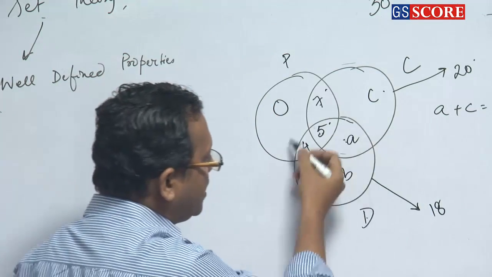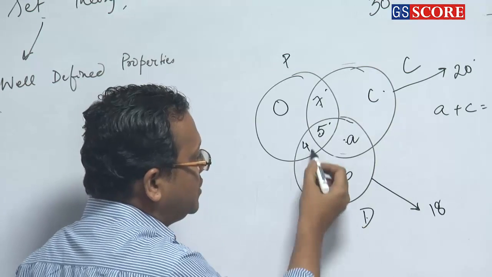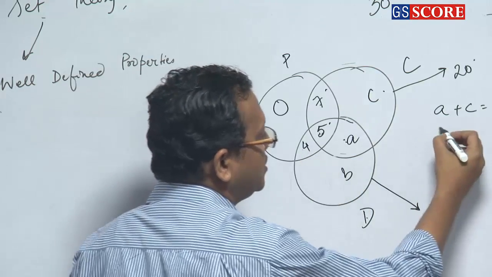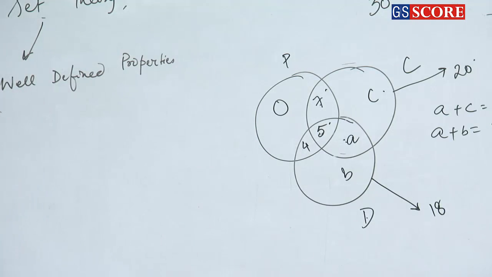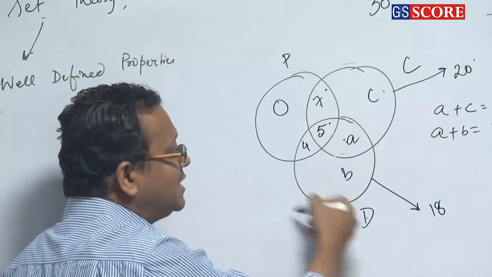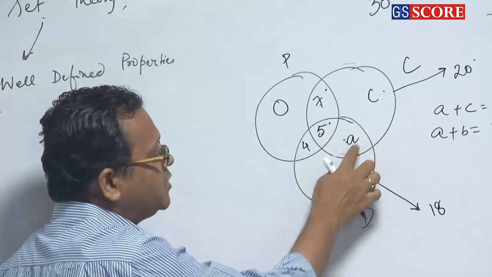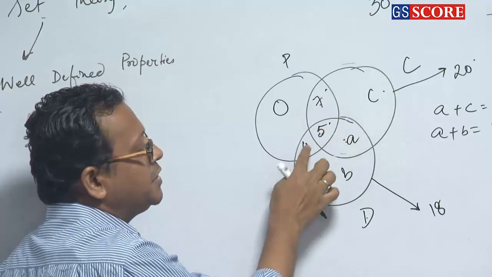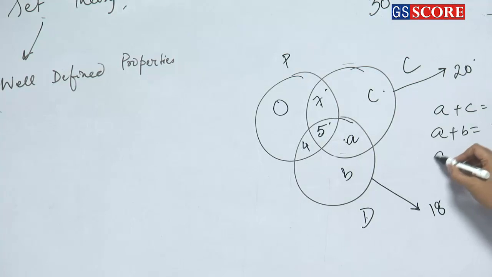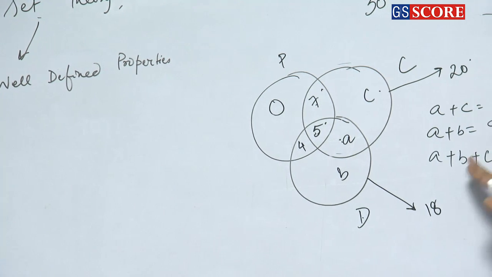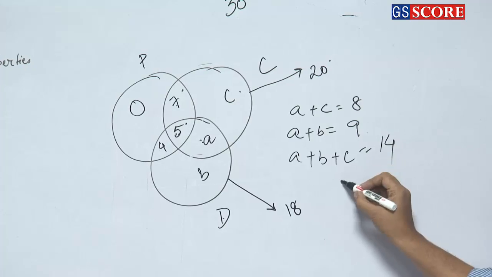The value of this whole circle is how much? 18. So A plus B plus 4 plus 5 is 18, so A plus B will be equal to 9. Right? The value of this whole is 30. So A plus B plus C plus 7 plus 5 plus 4 plus 0 is equal to 30. So A plus B plus C will be equal to 14. So if A plus B is 9, A plus B plus C is 14, so C is 5.